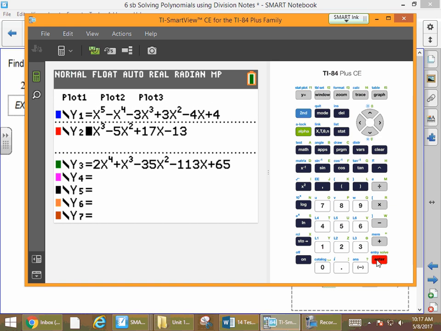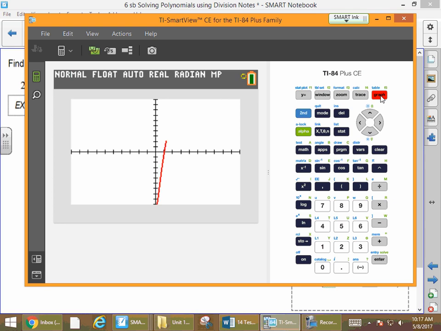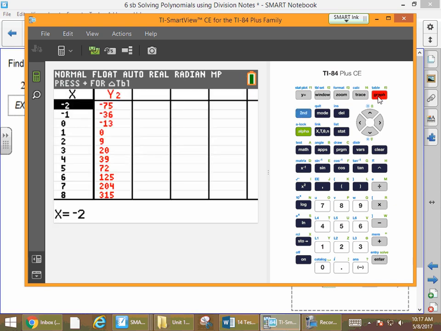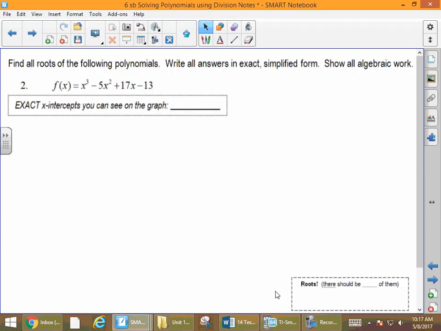And when we type it in, we get that picture. So what we have here is the only root that we can see. And if you can't tell what it is in the picture, go to the table. Well, 1, 0, listed there in the table. So our one root, our one x-intercept that we can see is 1.